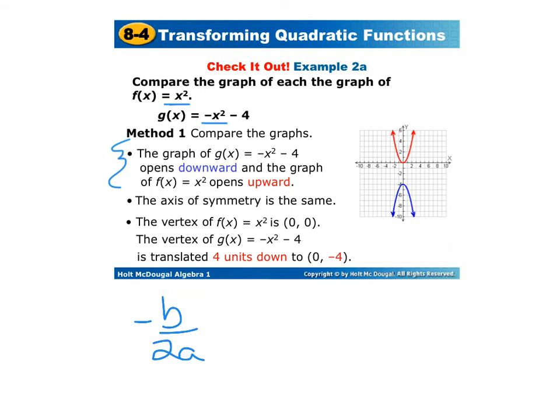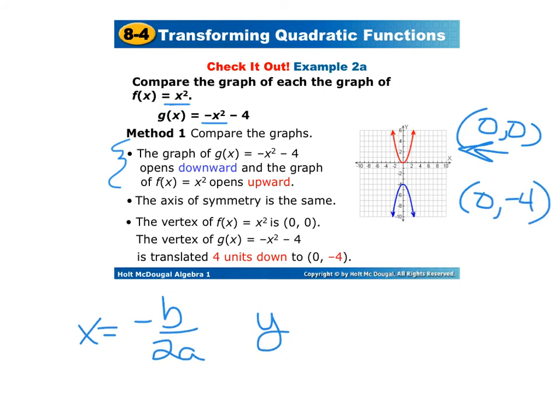Then you're also going to look for the vertex. Again, get the x first, then plug it in to get the y. Notice this one has a vertex, the red one, of (0, 0). But the blue one has a vertex of (0, -4). So you would compare and state the change in the vertex. Notice the number in front of both of the x squared terms is the same after you absolute value it. So the width did not change.